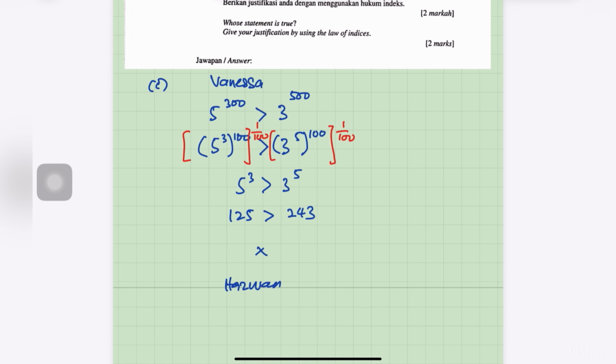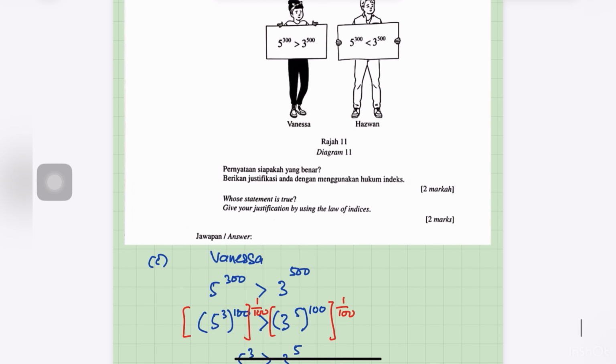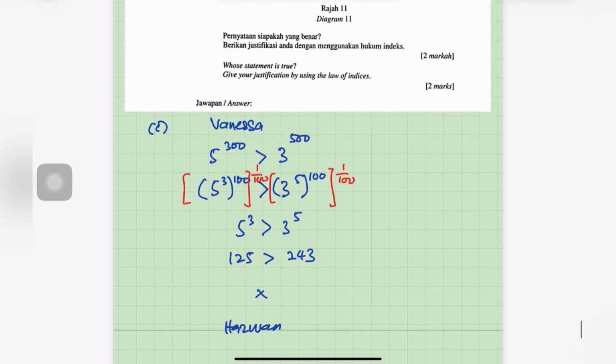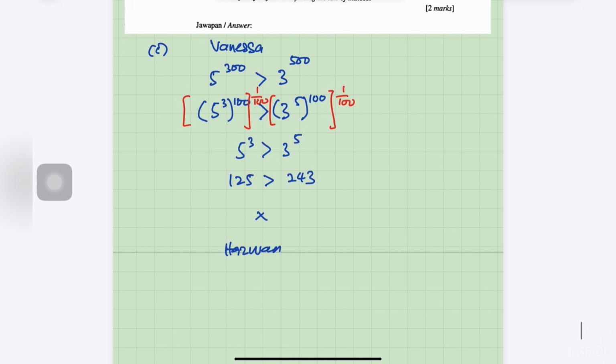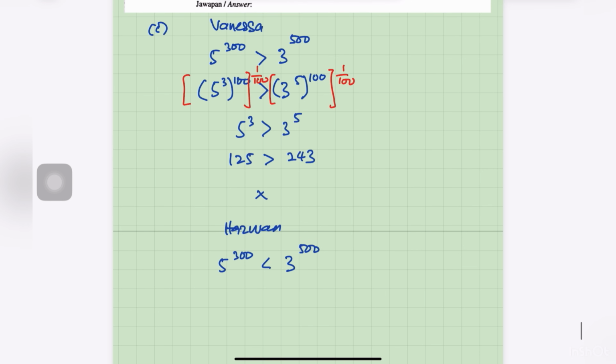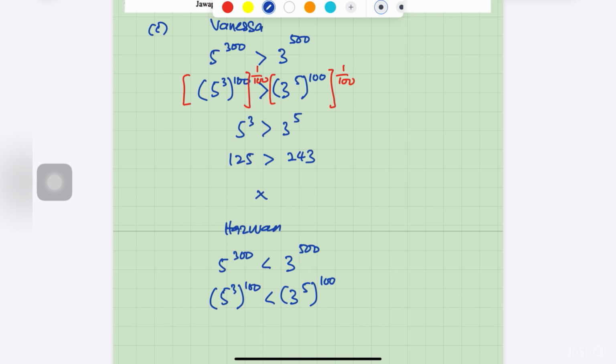Okay, so here we have 5 power of 300 less than 3 power of 500. So same, we use laws of indices. 5 power of 300 less than 3 power of 5 times 100. Okay, so it's the same as before.